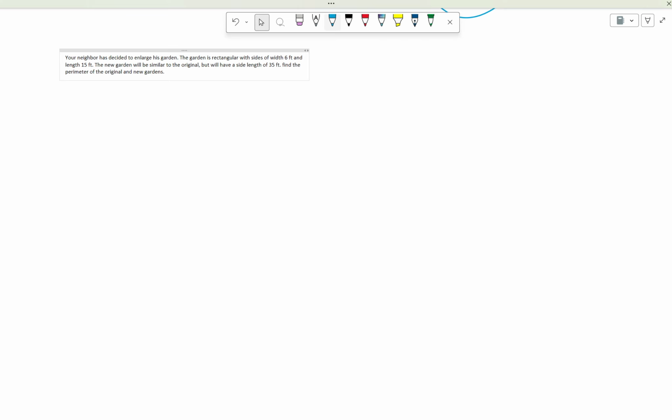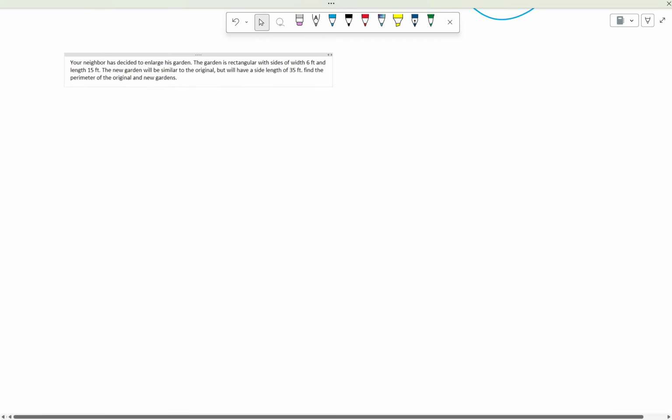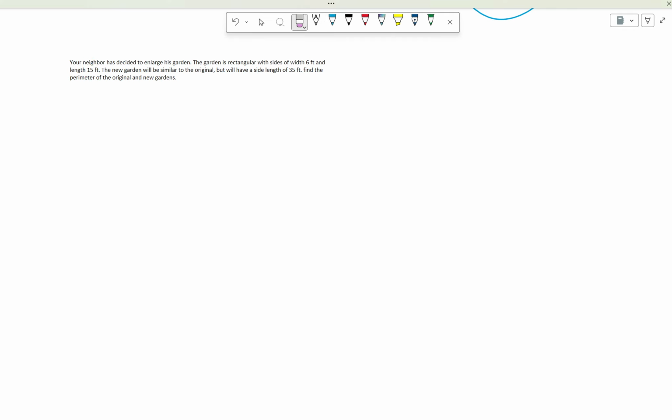So, remember how we do perimeter. 6 and 15, those are my length and width. The perimeter of the original is 2 times my width plus 2 times my length, 2W plus 2L, because there are 4 sides. So 6 plus 15 plus 6 plus 15, or 2 times 6 plus 2 times 15, which gives me 12 plus 30, which is 42. So 42 feet. That solves one of the things, the perimeter of the original. Now, we need the new garden.